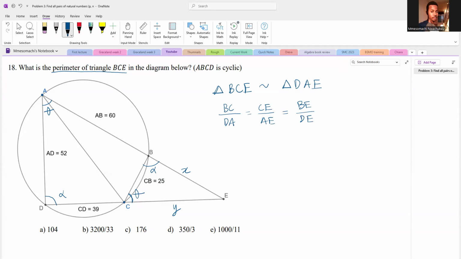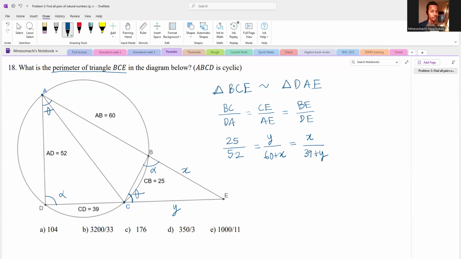BC we're given is 25. DA we're given is 52. CE we're given is Y. AE, that should be 60 plus X. BE we're given is X, at least that's what we called it. And then DE is going to be 39 plus Y.